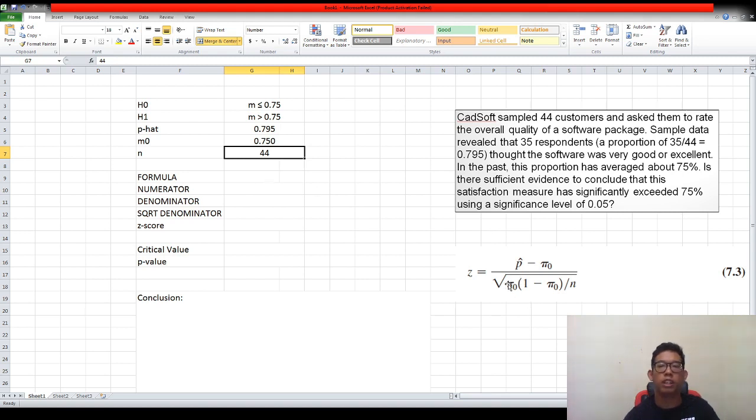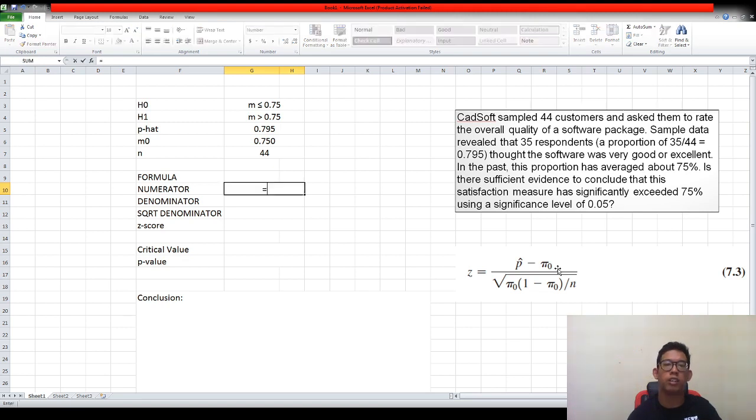So, in solving this long formula, I would like to do it stage by stage, so I won't be doing any silly mistakes. So, for the numerator, which is p hat minus mu naught, the answer is 0.045. For the denominator, as it involves square root function, I will just do it without the square root function and then do the square root function after I'm done doing the denominator.